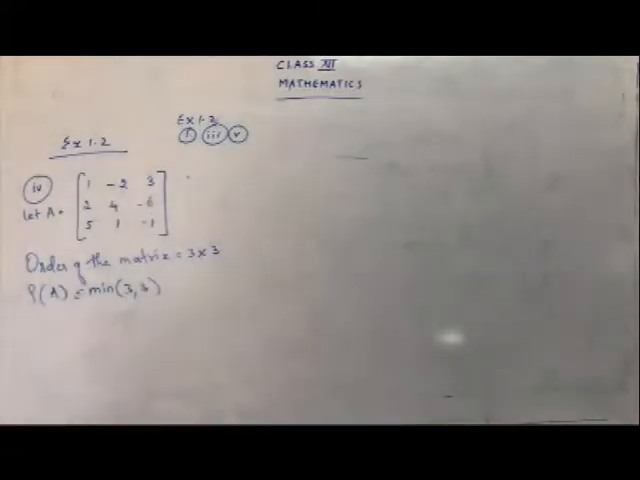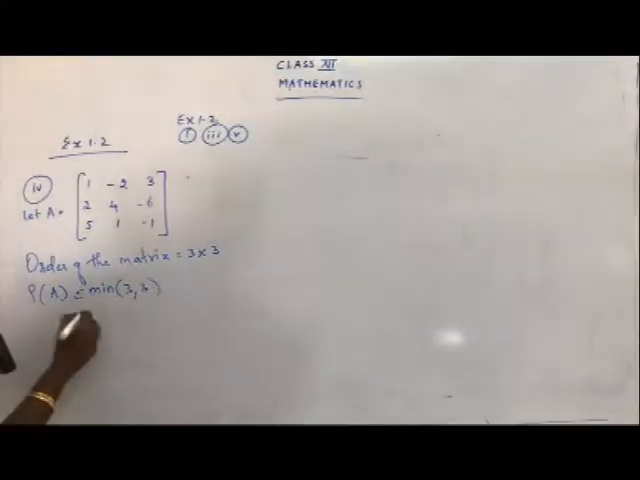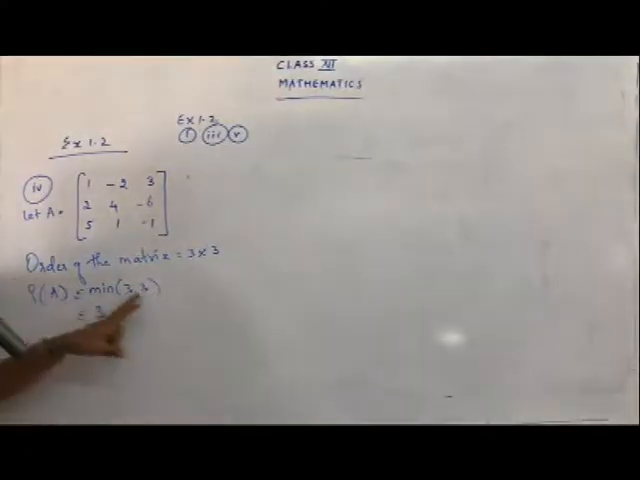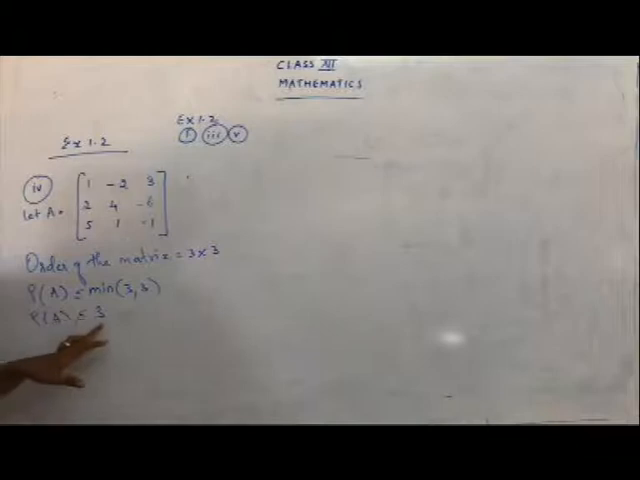Rank of A is less than or equal to m comma n. Here we have m as 3 and n as 3, so you have to write down 3 comma 3. So rank of A is less than the minimum of 3 comma 3. The minimum of 3 comma 3 is 3. I have told you when you have the same number, you take the same number as the minimum. So rank of A is less than or equal to 3.